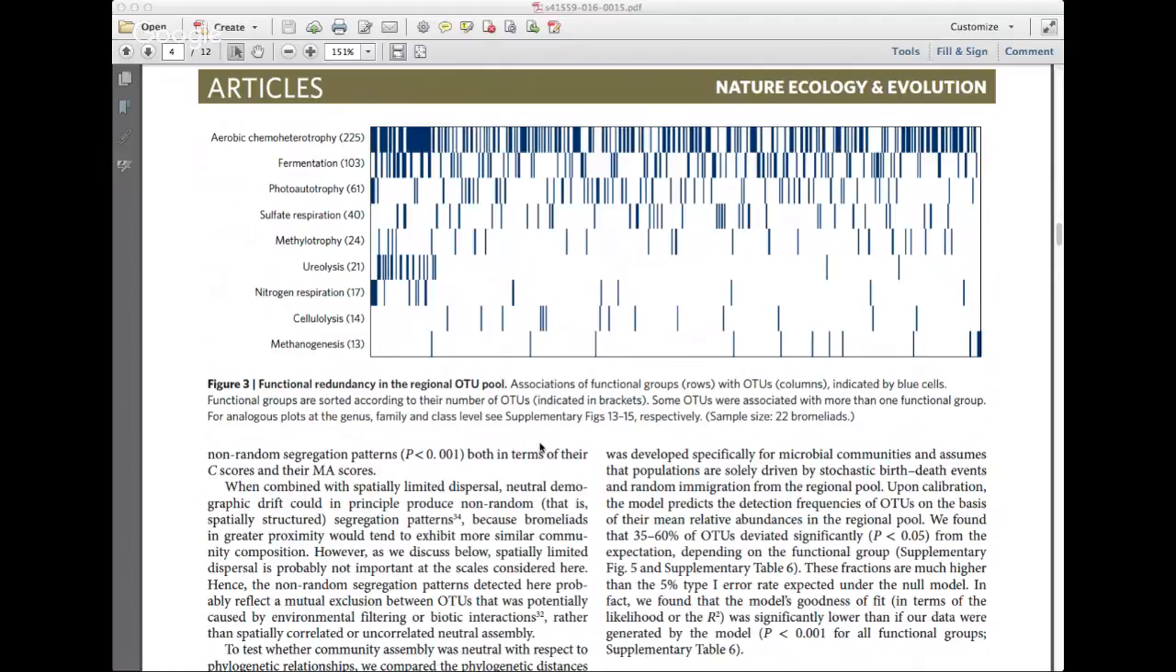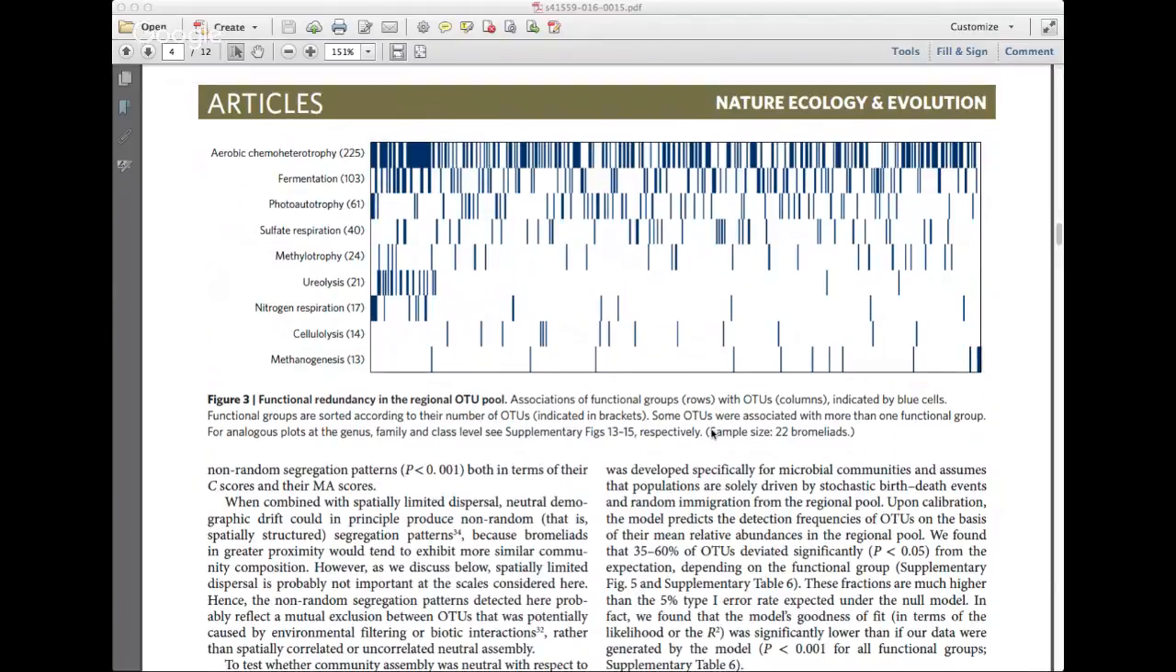And what they've done here is they've got their 9 functional categories represented as rows. And then they have OTUs represented as columns. So everywhere you see a little blue hash, that means that that particular OTU in that column got classified into the functional group. So up at the top, there are a lot of OTUs that got classified into aerobic chemoheterotrophy.